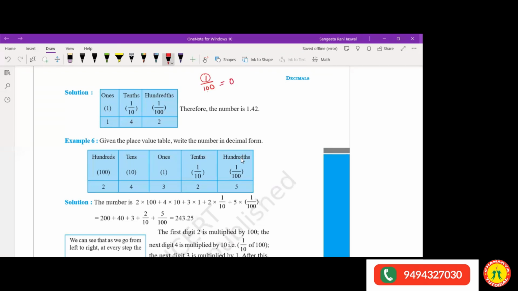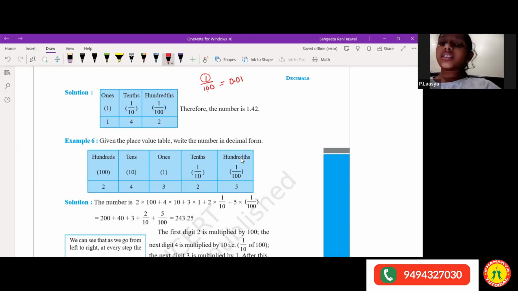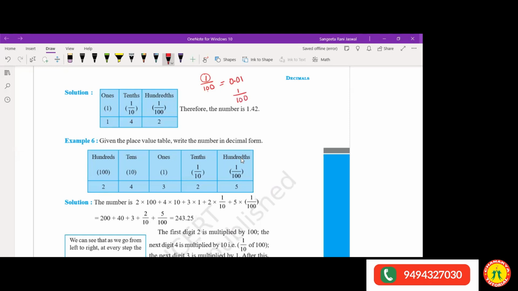Now see, we have two zeros here. So that means after two numbers from the right side, we will put a decimal point. Okay? Ma'am, can you say again? 1 by 100 means in the denominator, there are two zeros. Can you see two zeros here in the denominator?